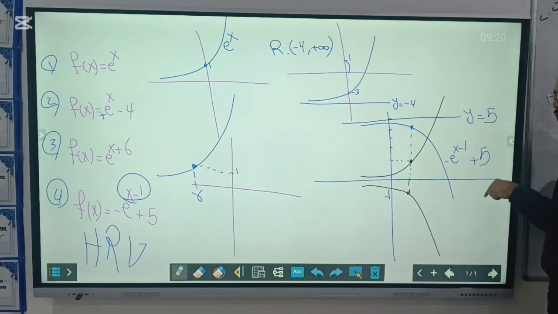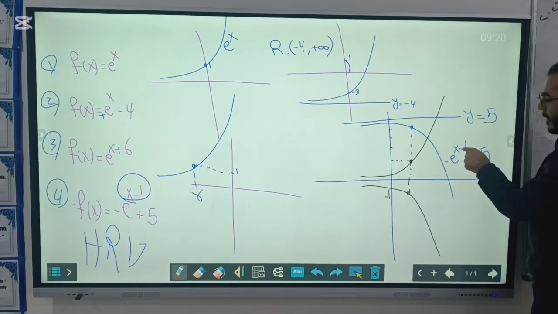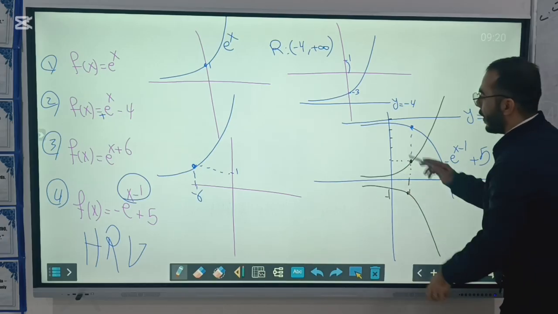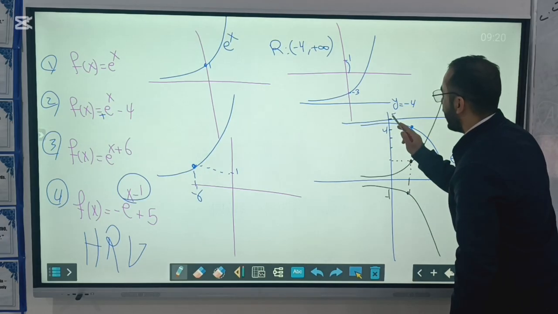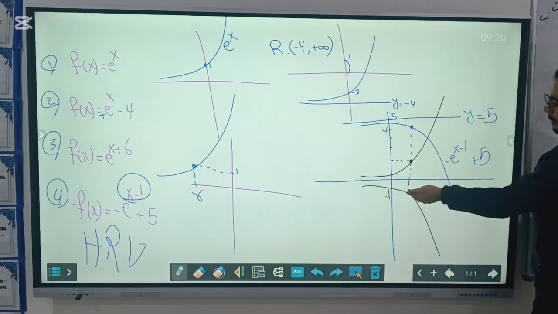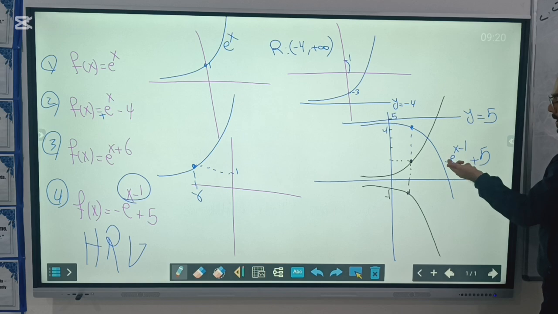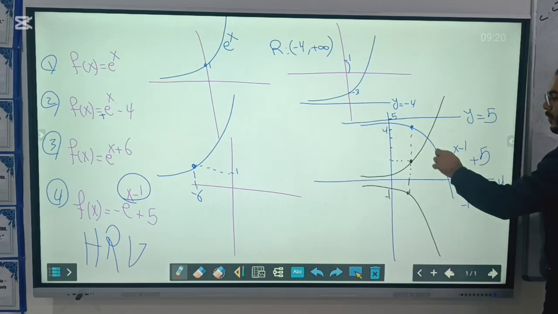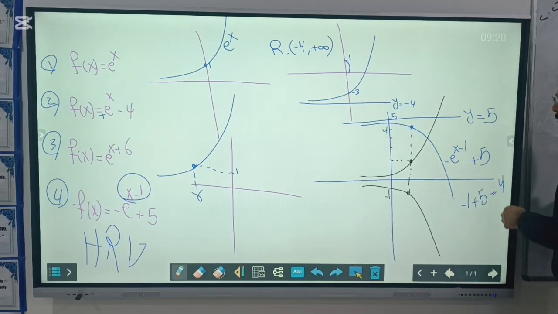So if you just put 0, e powered by 0 minus 1, or 1, let's say 1, sorry, not 0, because we have this point, which is 1 and 4. Remember, here is 4, and here is 5. So 1 minus 1, 0. Negative e powered by 0 is equal to negative 1 plus 5, which is equal to 4. And as you can see, our graph goes through 1 and 4.